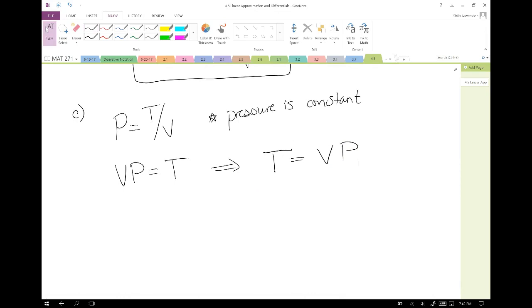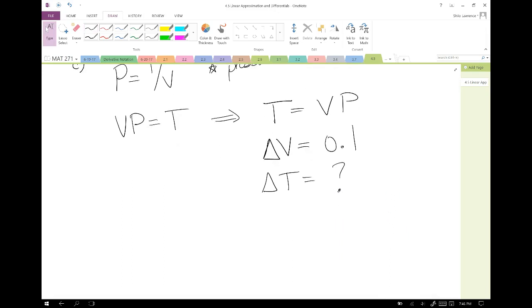And then they tell us that the volume increases by delta V equals 0.1. What is the approximate change in the temperature? And does the temperature increase or decrease? So T is equal to V times P. P is a constant. If delta V is positive 0.1, what's delta T?